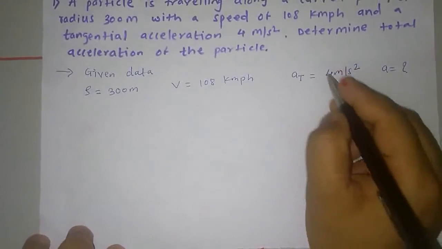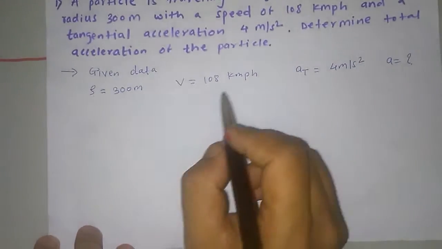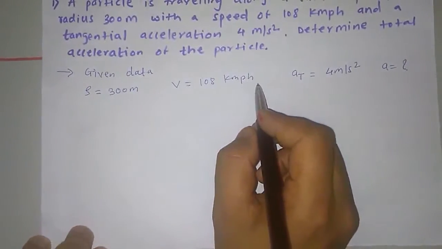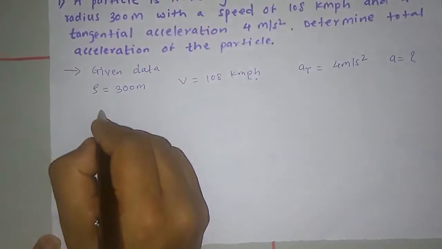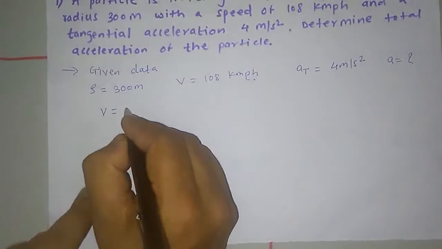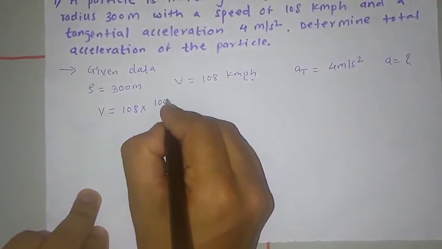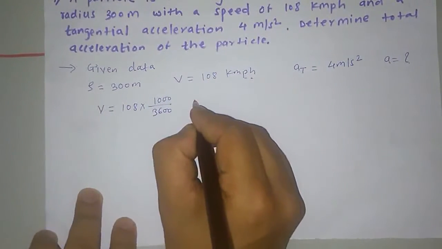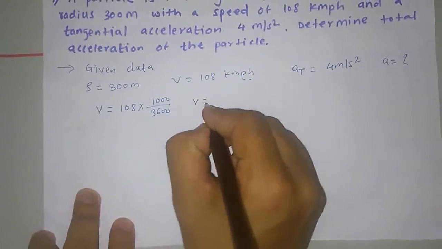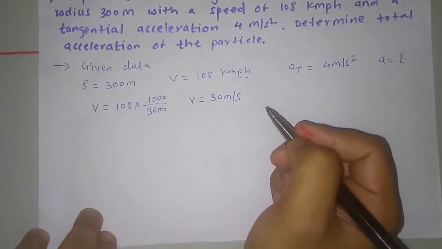So here tangential acceleration is given 4 meter per second square, and here it is kilometer per hour. So convert this kilometer per hour into meter per second. So velocity v is equal to 108 km per hour times 1000 divided by 3600. Solve this and you will get velocity v is equal to 30 meter per second.